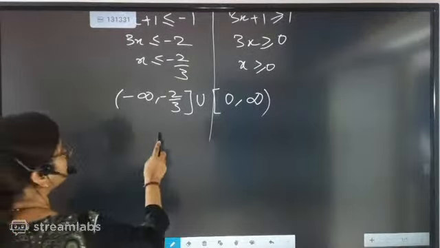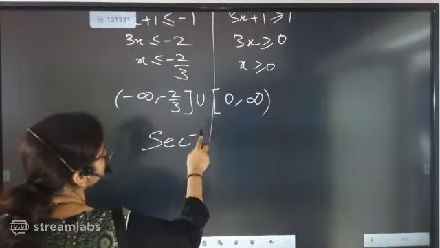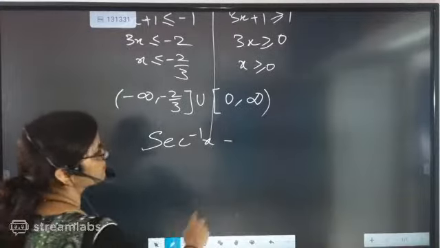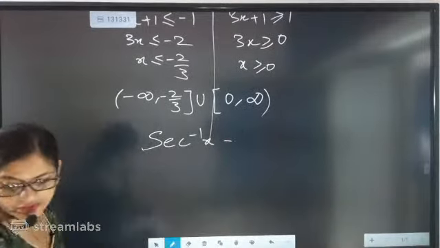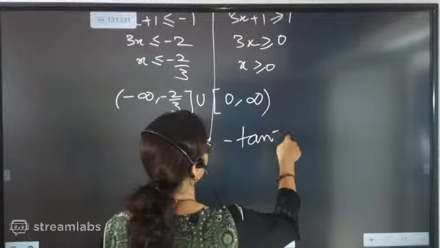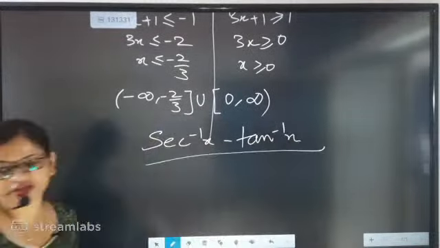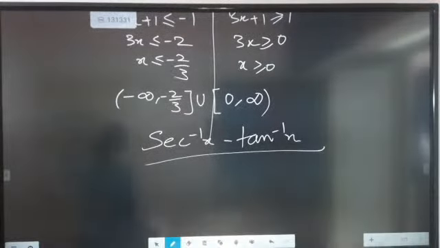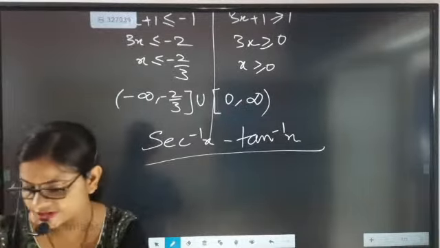Find the domain of secant inverse x minus tan inverse x. So you have to be very careful for solving this question, beta. Secant inverse x minus tan inverse x. Find the common region.